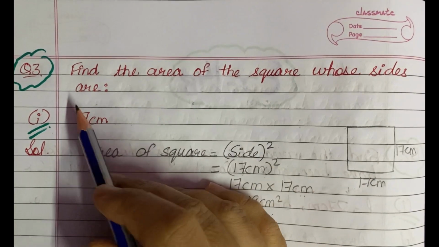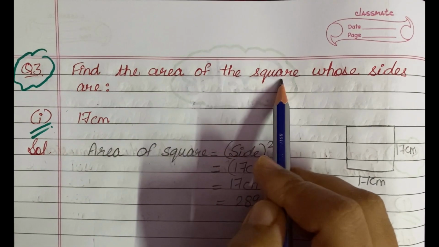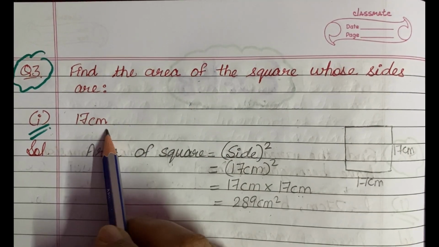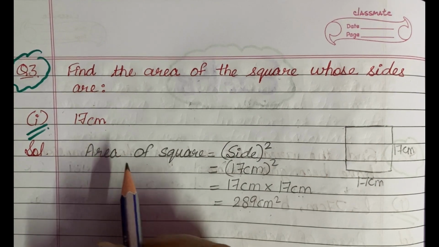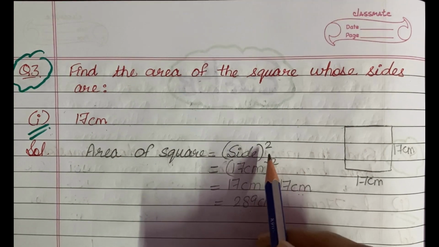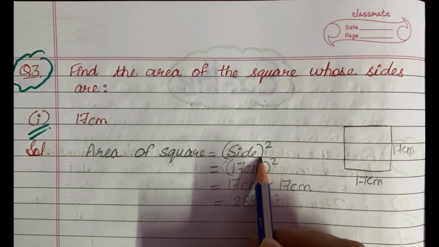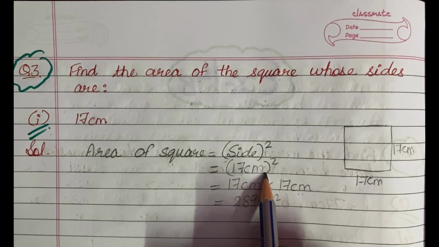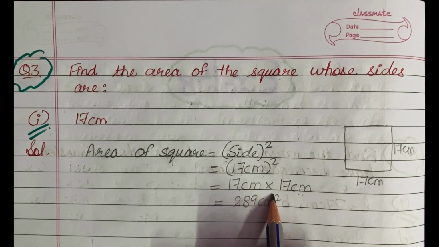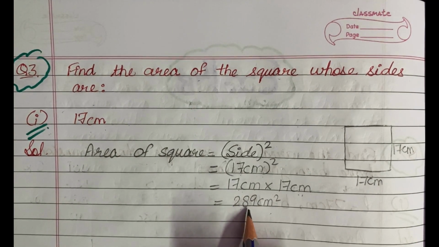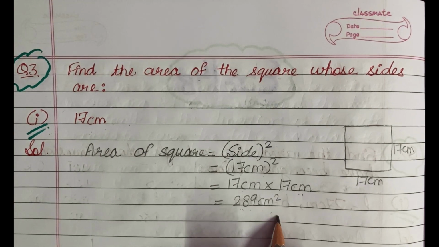Now question number 3 says that find the area of the square whose sides are, and the first is 17 centimeter. Now students, you already know that the area of a square is equal to side square. Now put the value of side in this formula and you will have 17 centimeter whole square, and on solving this you will get 17 centimeter multiplied by 17 centimeter, and on multiplying it you will get 289 centimeter square as an answer. Hopefully it is clear to you.